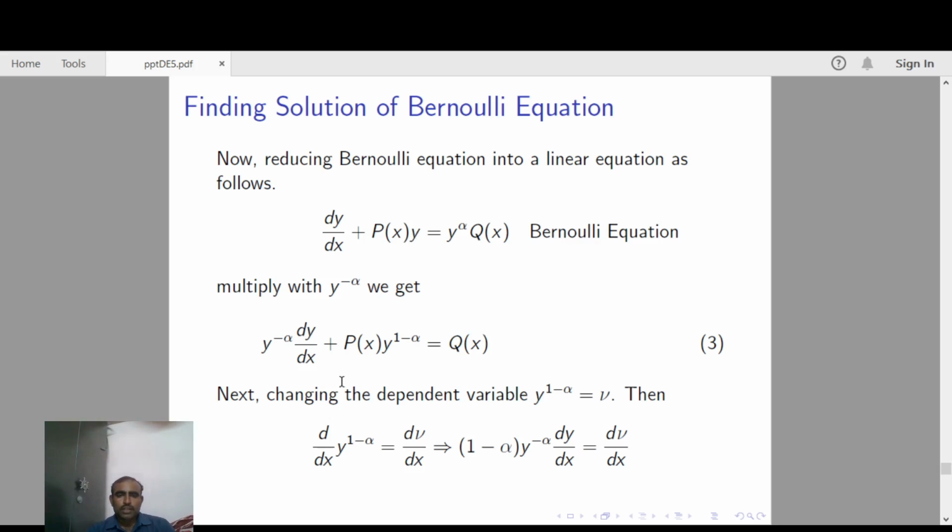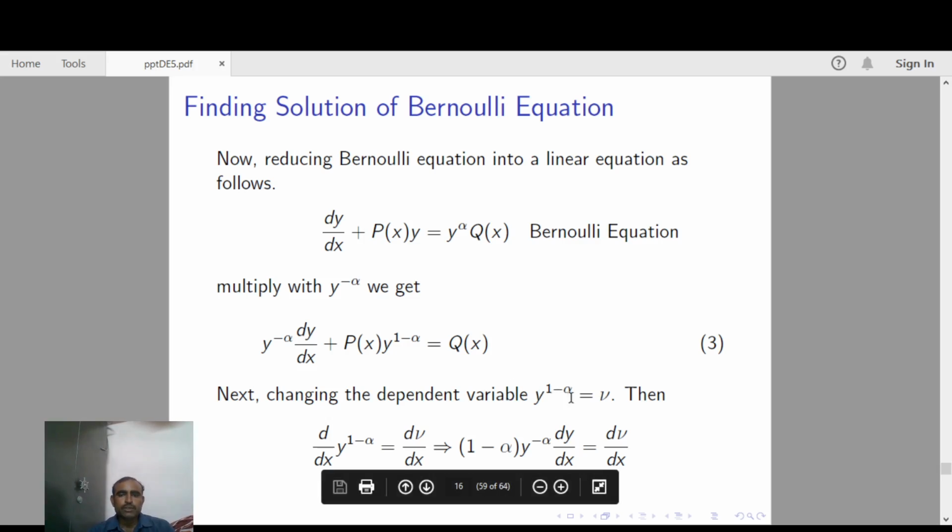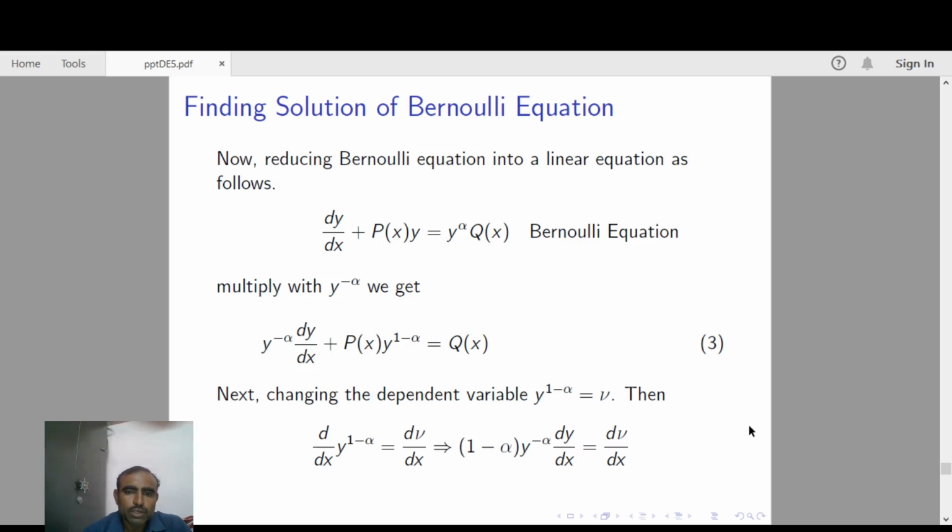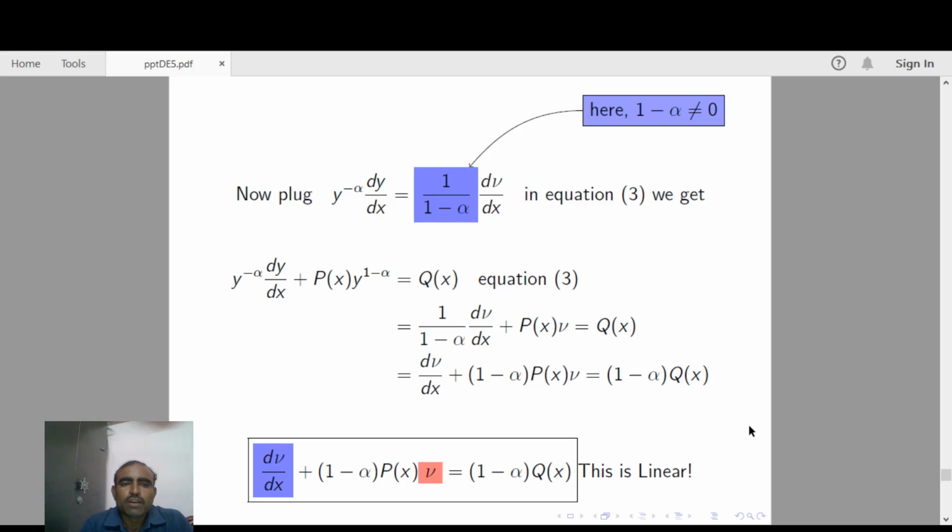Now take y power 1 minus alpha is equal to v. Then differentiate with respect to x, we get d by dx of y power 1 minus alpha is equal to dv by dx. That is 1 minus alpha into y power minus alpha dy by dx is equal to dv by dx. Now y power minus alpha dy by dx is equal to 1 by 1 minus alpha dv by dx. Here 1 minus alpha is not equal to 0. If alpha is equal to 1, this will not exist. So we take alpha not equal to 1.